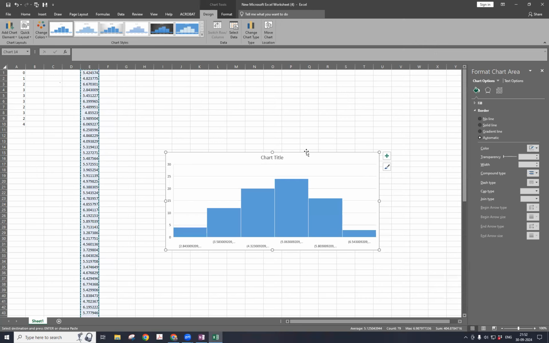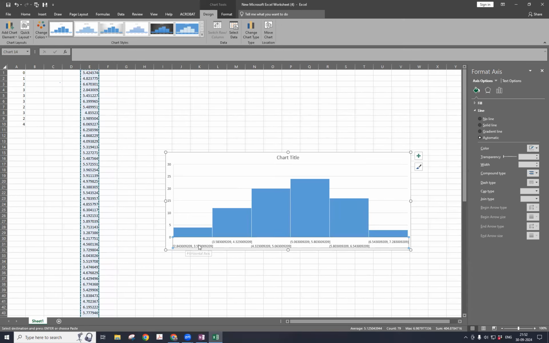Now, what is the difference between a histogram and a probability distribution? What you are seeing over here is a frequency distribution graph. It is literally saying that for the numbers between, let's say, 2.84 to 3.58, there are about 4 such instances. And here there are about 12 such instances. Here there are about 20 such instances. Here there are about 24 such instances, and so on.